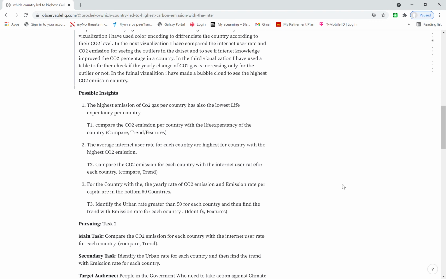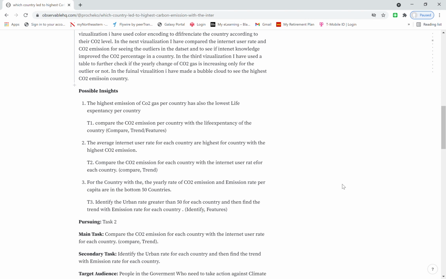The possible insights I've based my visualization on: first, the highest emission of CO2 gas per country has also the lowest life expectancy per country. Task 1 would be to compare the CO2 emission per country with the life expectancy of the country. Second, the average internet user rate is highest for countries with the highest CO2 emission. Task 2 would be to compare the CO2 emission for each country with the internet user rate for each country.